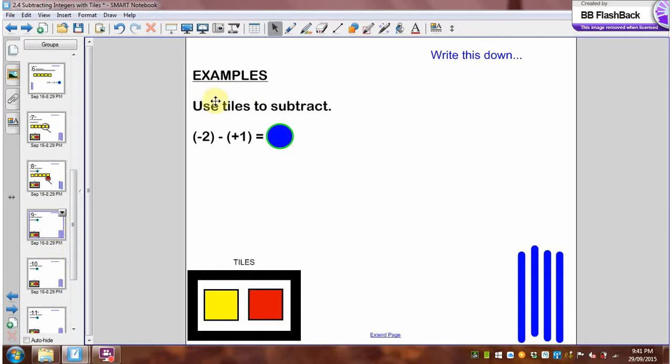Okay, so use tiles to subtract. We're going to do the same thing again. So, again, first step, and make sure you write this down. Pause the video until you have it written down. And then when you come back, we'll use our tiles.